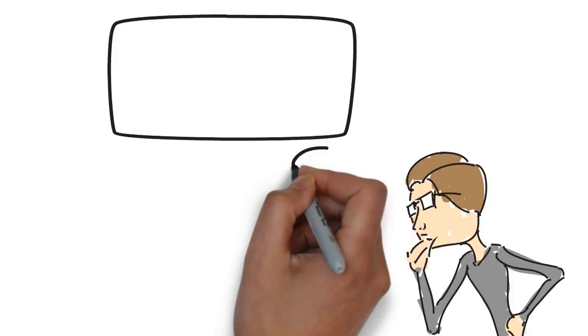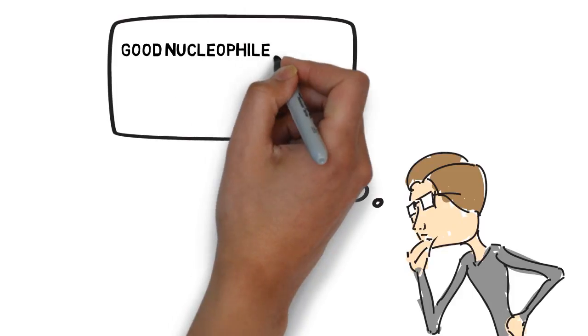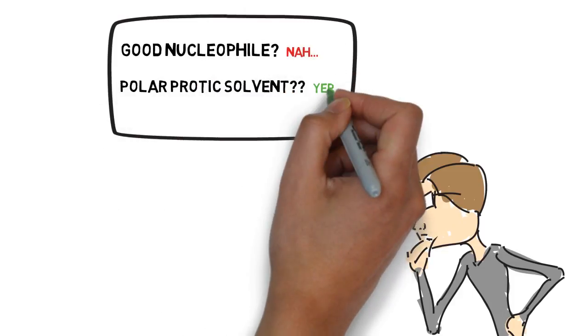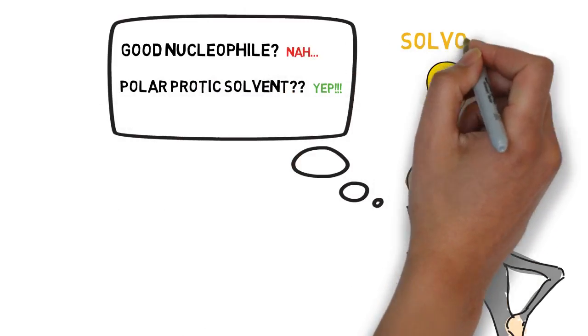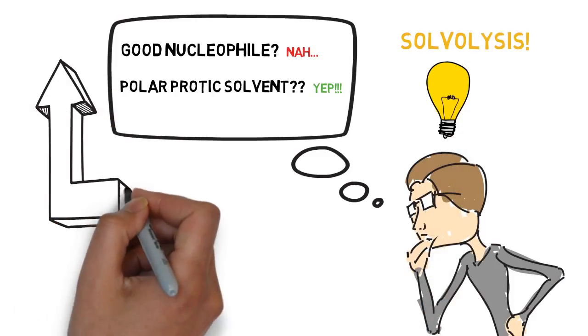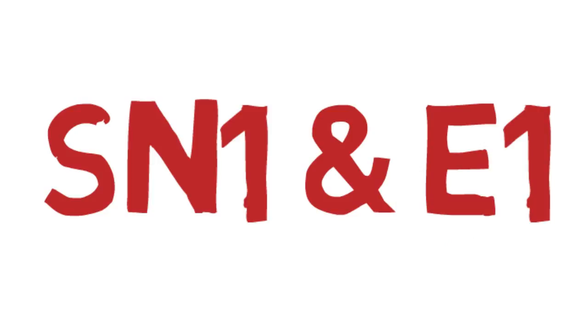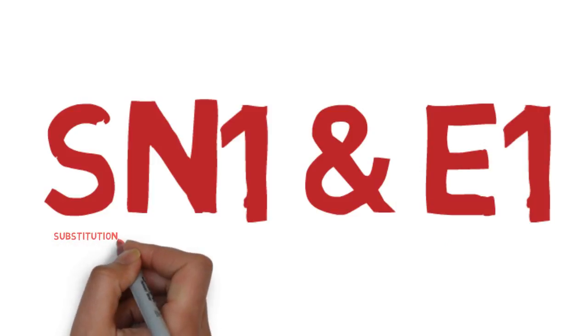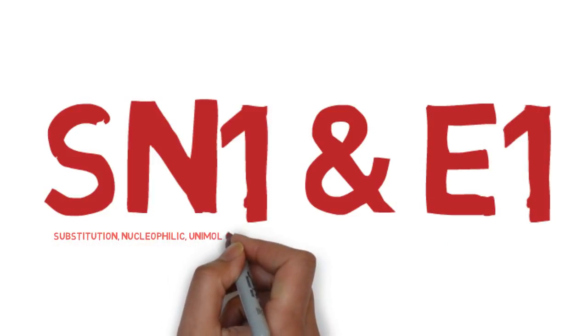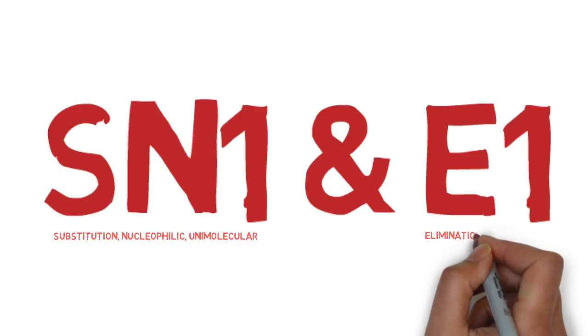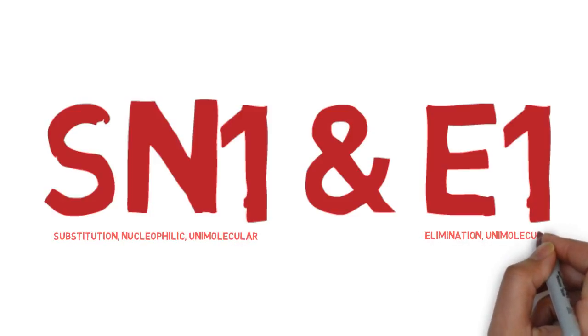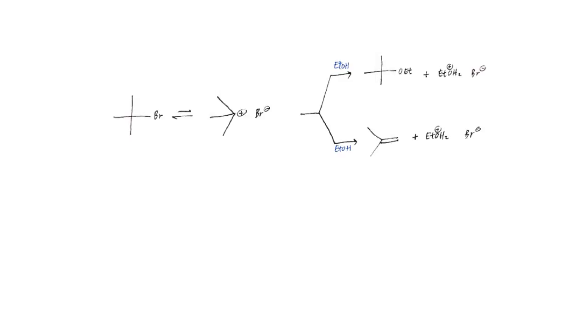Now, what if you don't have a good nucleophile, but your substrate is in a polar protic solvent? In this case, your substrate molecule can react with the solvent in a reaction called solvolysis. There are 2 types of reactions where you don't directly add a good nucleophile or base: Sn1, which stands for substitution, nucleophilic, unimolecular, and E1, which stands for elimination, unimolecular. Now let's take a look at an example.